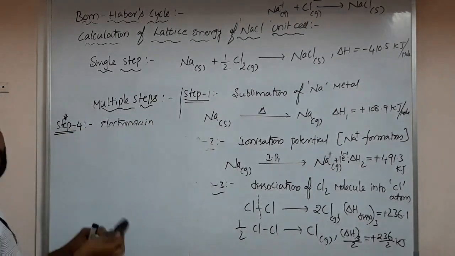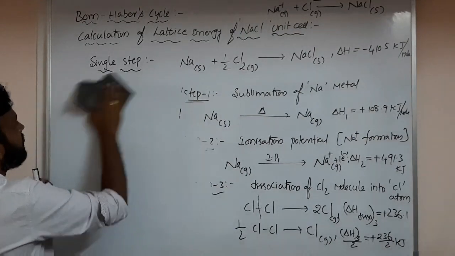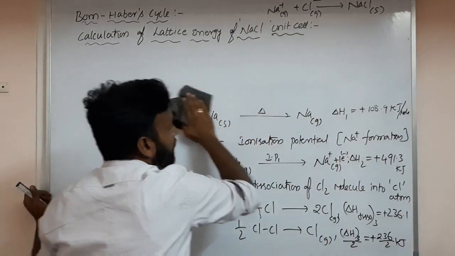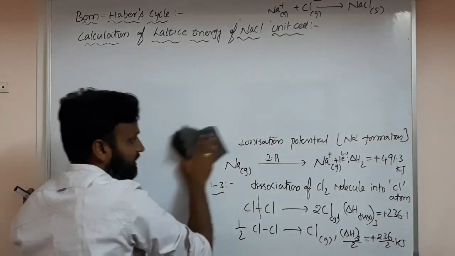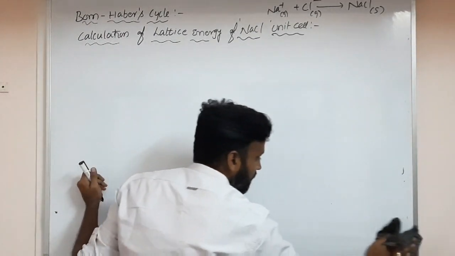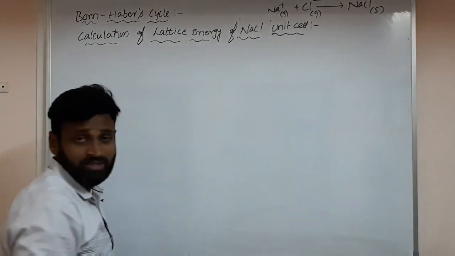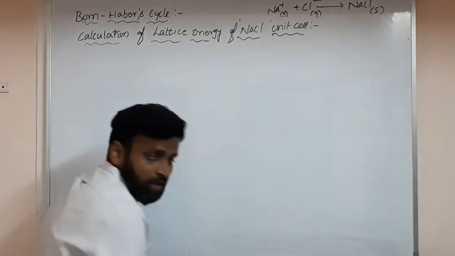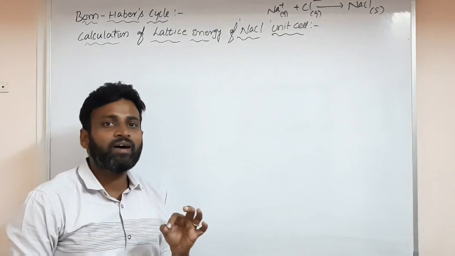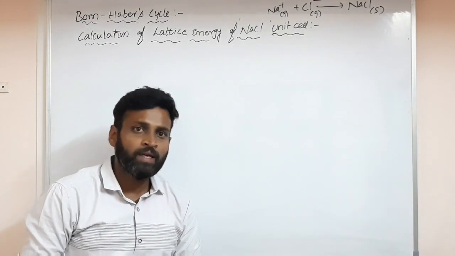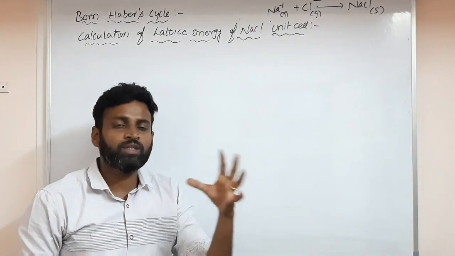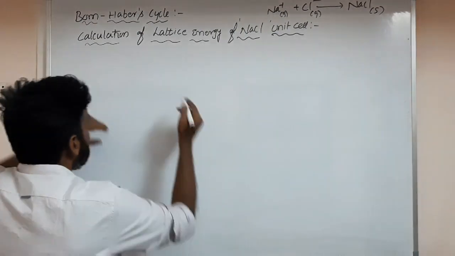What is Hess law? You know that already: the amount of energy released or absorbed will remain the same whether the process takes place in a single step or multiple steps. Did I say this in the previous class? I said Hess law in another way also: the single step energy is equal to the sum of the energies of multiple steps.